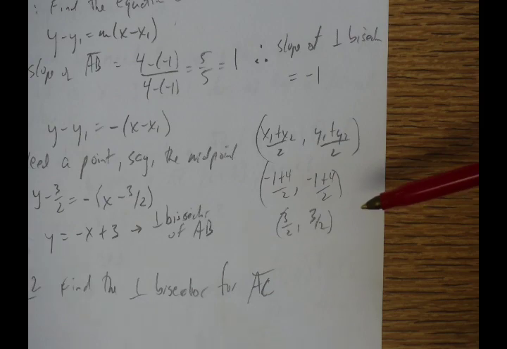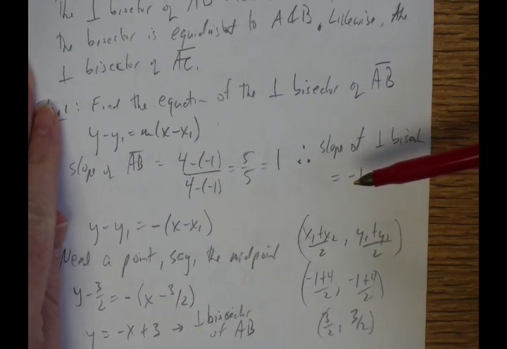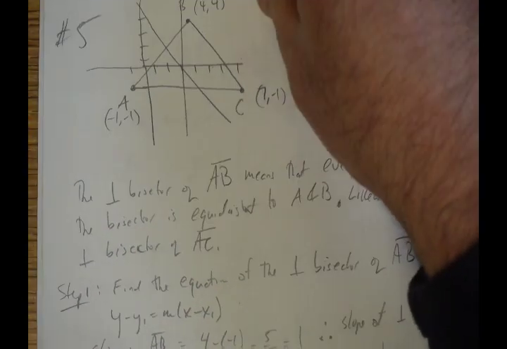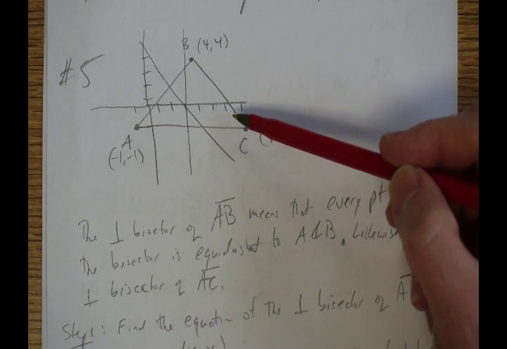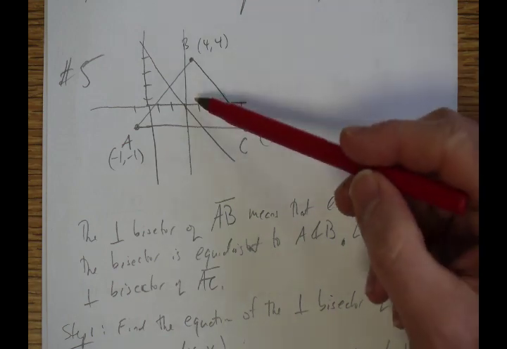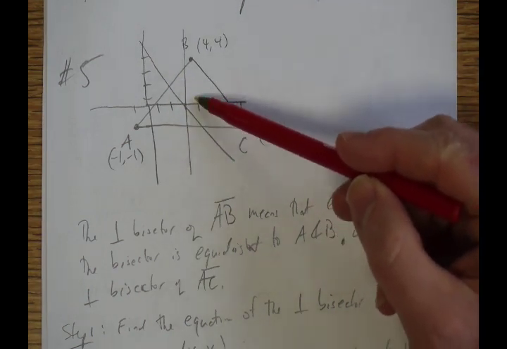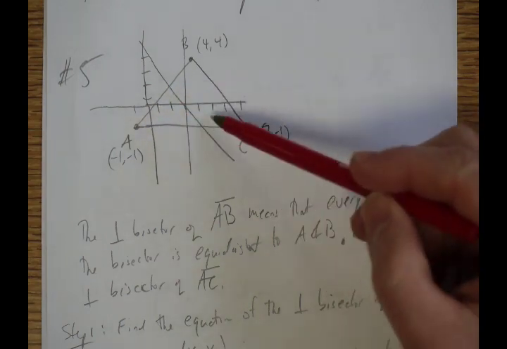Okay. Question number 5 asks for a triangular park. And of course, I drew a diagram here. A triangular park has these 3 coordinates. And they want to place a fountain somewhere within this park such that it's equidistant from these 3 points.